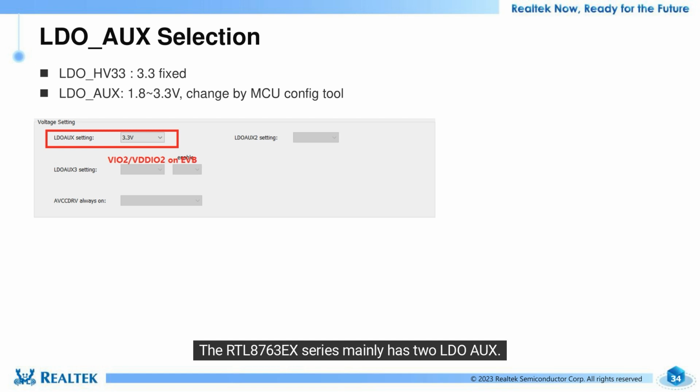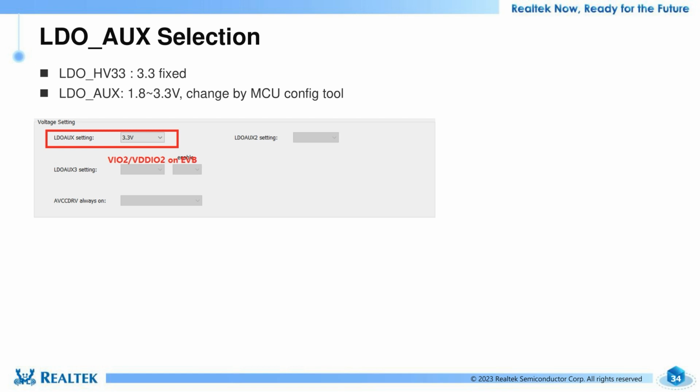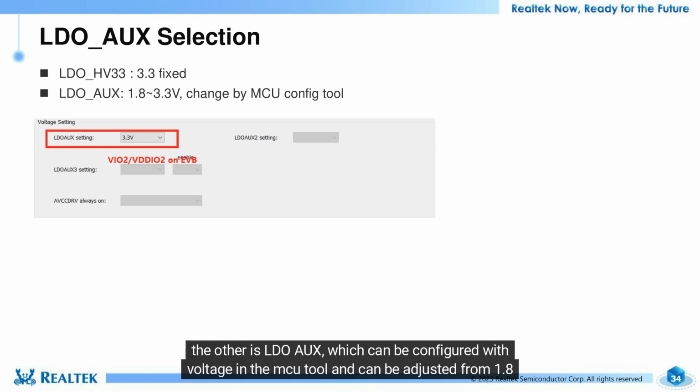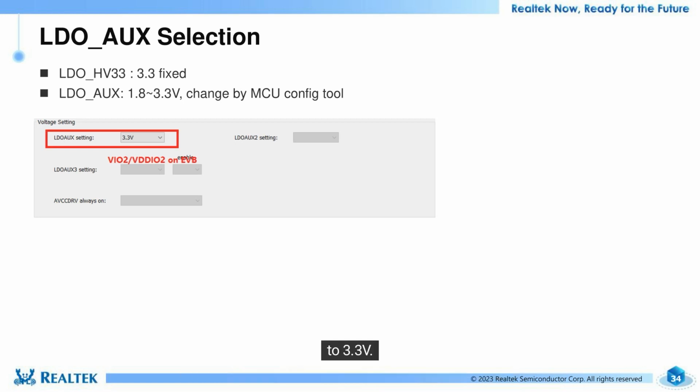The RTL8763EX series mainly has two LDOs. One is LDO-HV33, which is fixed at 3.3V and will supply power to the flash and cannot be configured. The other is LDO-AUX, which can be configured with voltage in the MCU tool and can be adjusted from 1.8 to 3.3V.